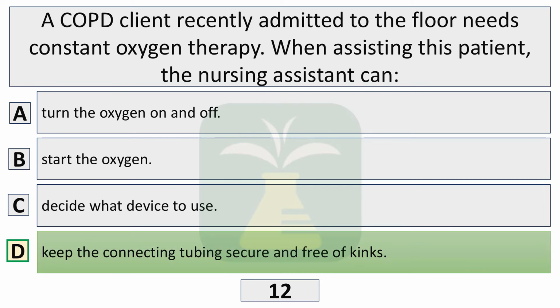Correct answer, D. Keep the connecting tubing secure and free of kinks. The job of the nursing assistant is to make sure there are no kinks in the tubing and to secure the connecting tubing in place. The other choices are all responsibilities of a physician.